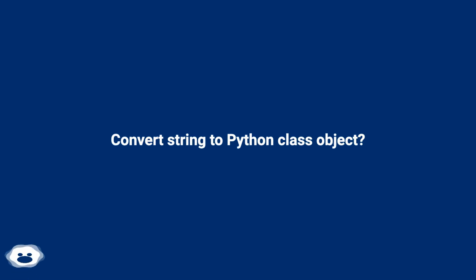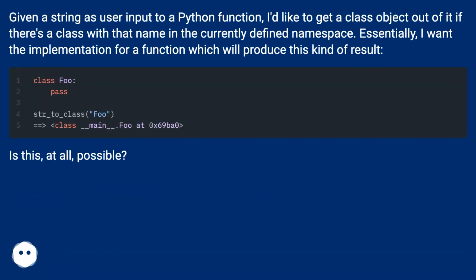Convert string to Python class object. Given a string as user input to a Python function, I'd like to get a class object out of it if there's a class with that name in the currently defined namespace. Essentially, I want the implementation for a function which will produce this kind of result. Is this at all possible?